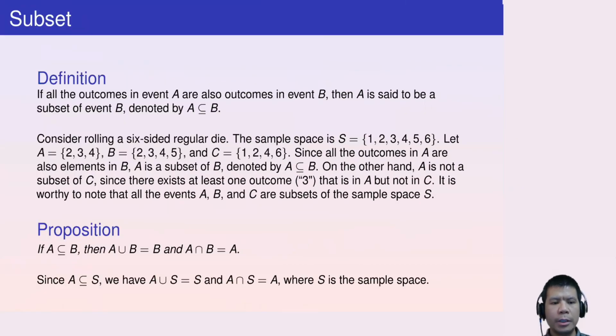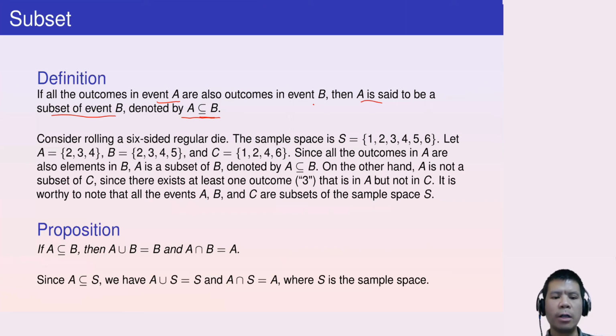Now let's consider a special relationship between two events. If all the outcomes in event A are also outcomes in event B, then A is said to be a subset of event B. It is denoted by this. This is read as A is a subset of B.